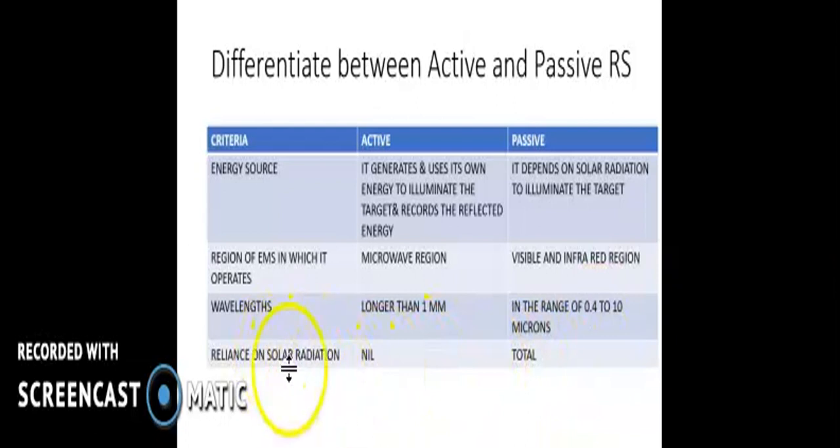Similarly, on dependence on solar energy, as the definition itself suggests, active will not depend on a natural energy resource. It doesn't depend on solar radiation at all. While passive will be totally dependent on solar radiation.